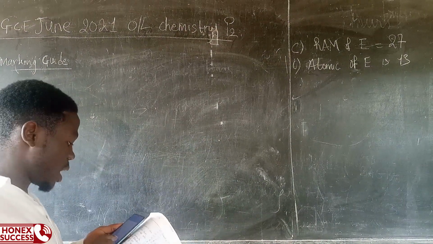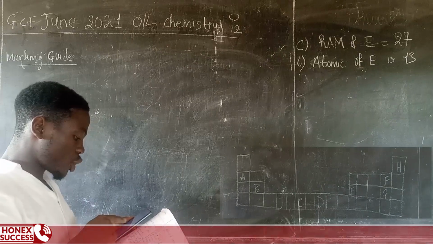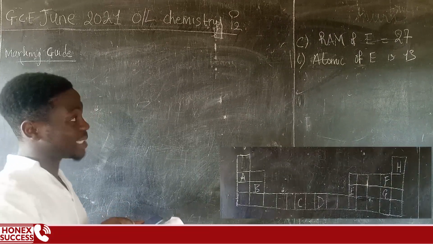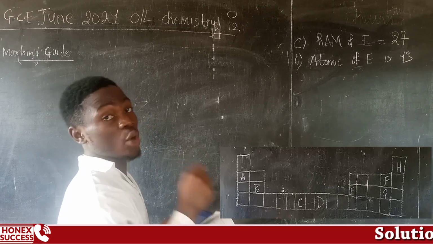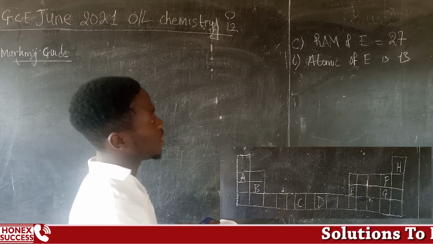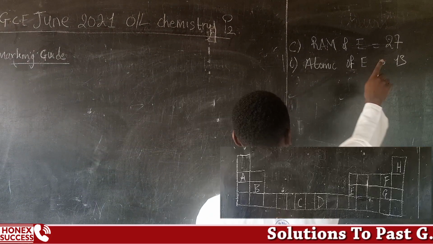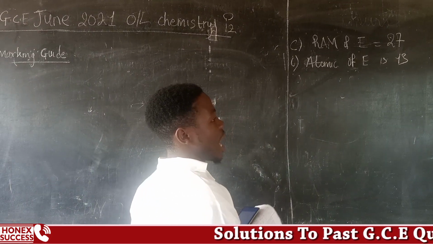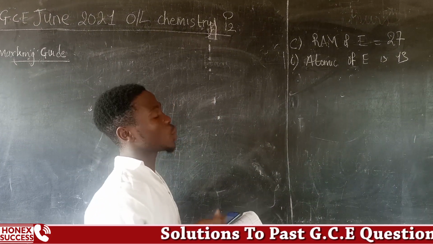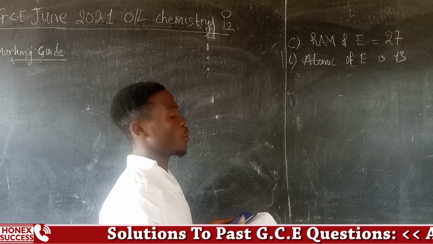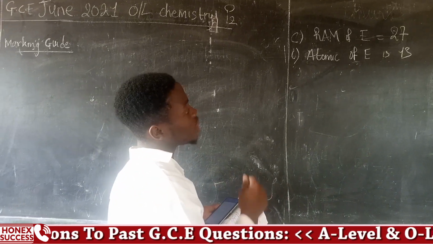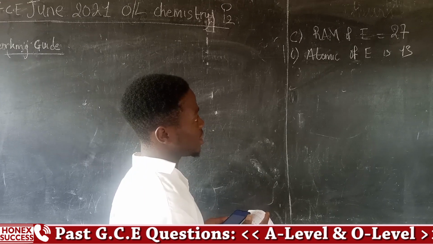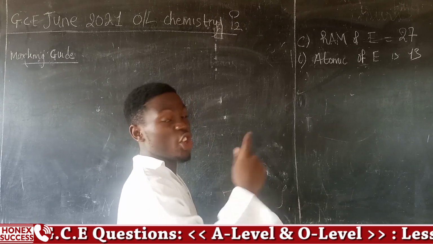If we look back at our periodic table, we'll discover that element E is element number 13, and that position gives us the atomic number of the element. So the atomic number of E is 13. And what does it mean for an element to have atomic number 13? We go back to our notes which we were given.